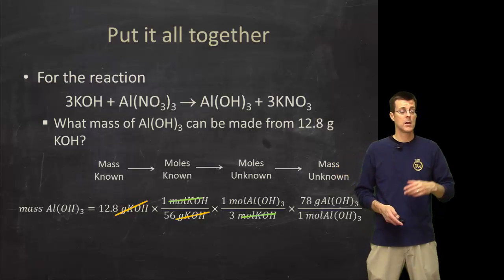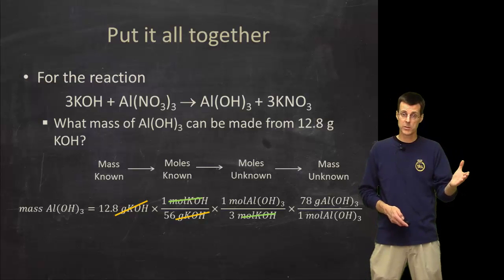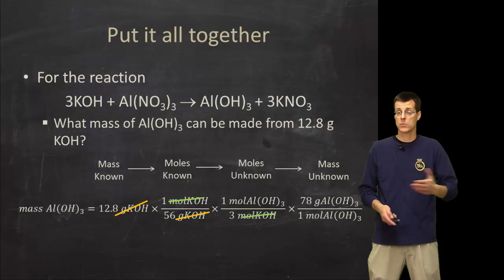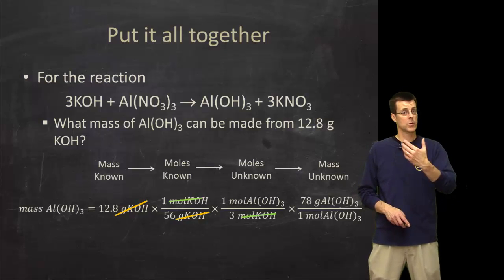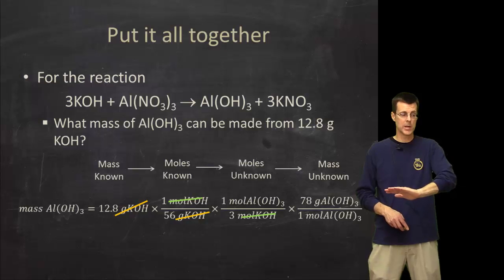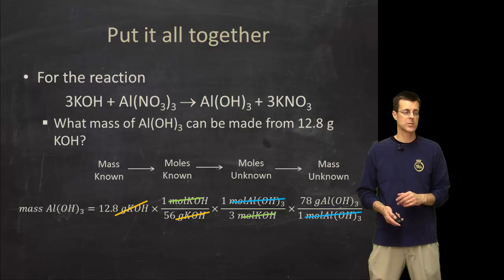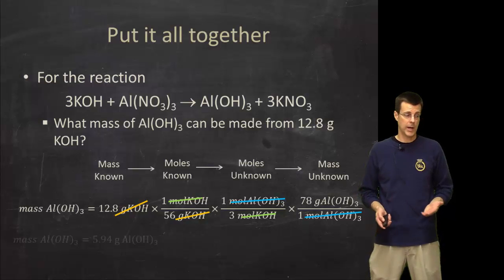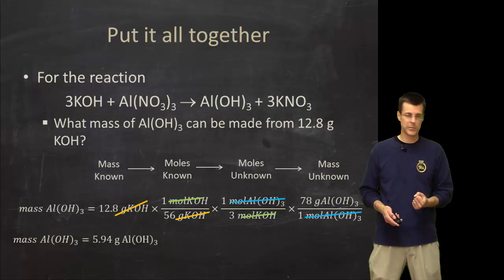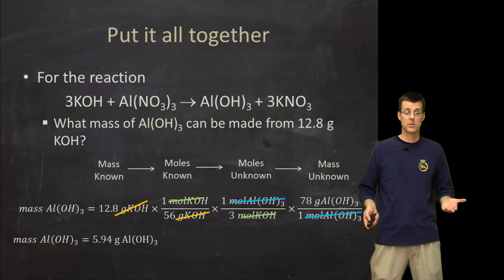And finally, I want mass. So I need to convert from moles of aluminum hydroxide to mass, grams of aluminum hydroxide. Grams goes on top, moles on the bottom, and that's my molar mass part. Moles of aluminum hydroxide cancel with moles of aluminum hydroxide to give me grams of aluminum hydroxide. Solving all that, I get 5.94 grams of aluminum hydroxide. Question answered.